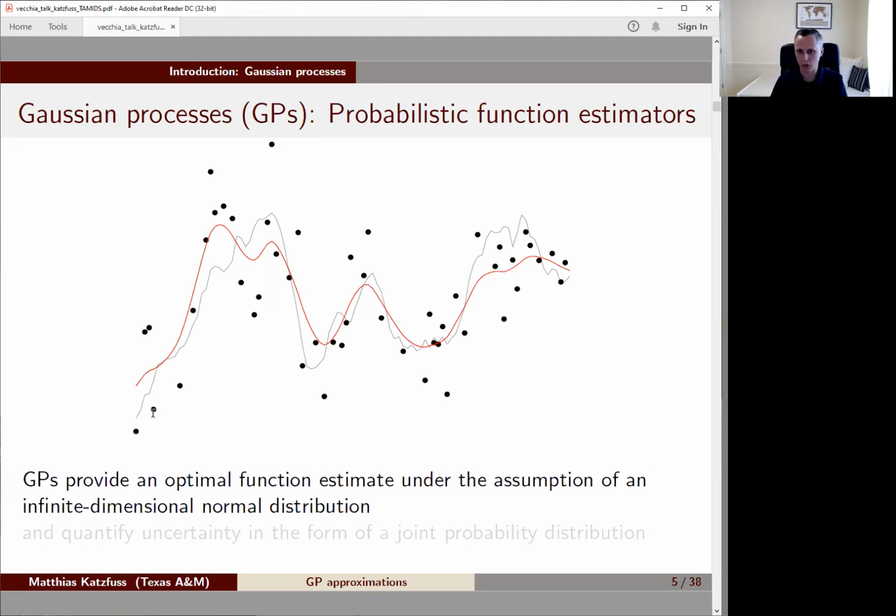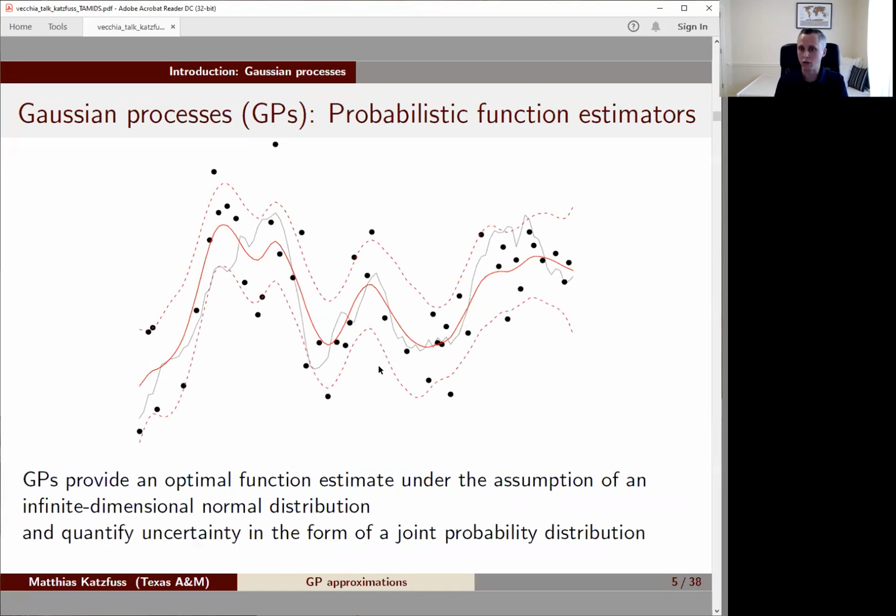For example, if we just want a point estimate of the function, we can get something like this red line here. But we really get a big infinite dimensional joint posterior distribution that quantifies the uncertainty very naturally and can be, again, summarized in various ways.